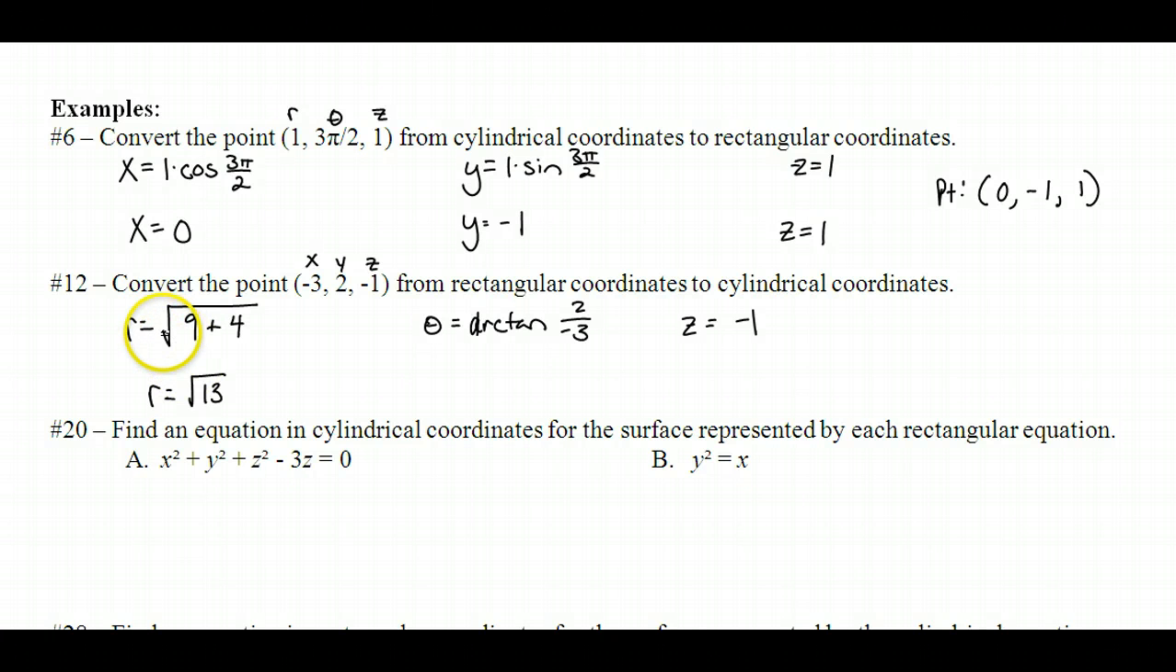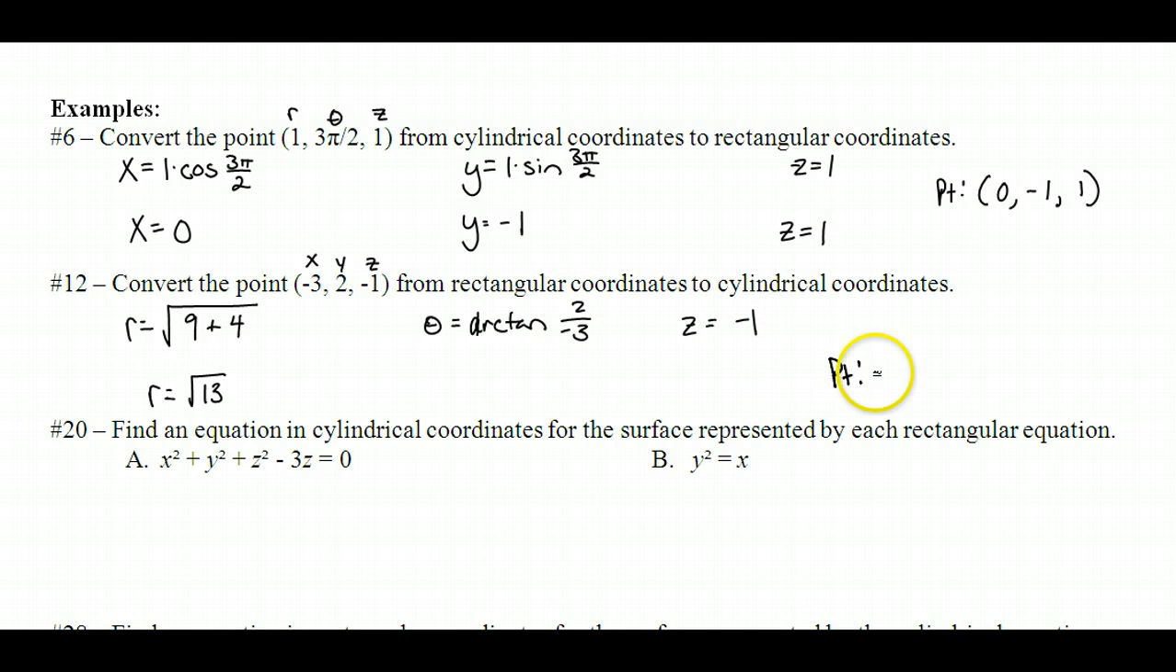Alright, so if we look at this, we know r is equal to the square root of x squared plus y squared, so that gives us the square root of 13. In this situation, I always want to keep everything in radians, but this just isn't nice. We have arctangent of 2 divided by -3, and we'd actually leave it like this. You don't even have to write it as a decimal. And then z is obviously -1.